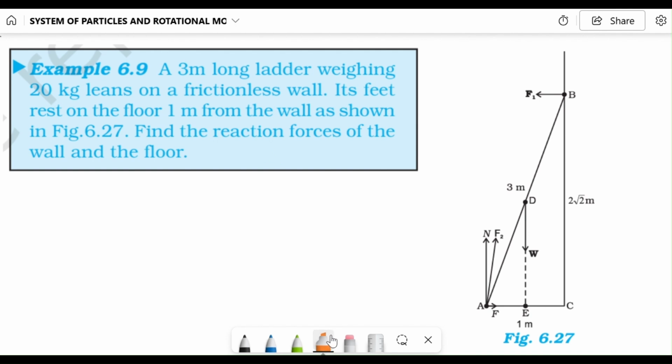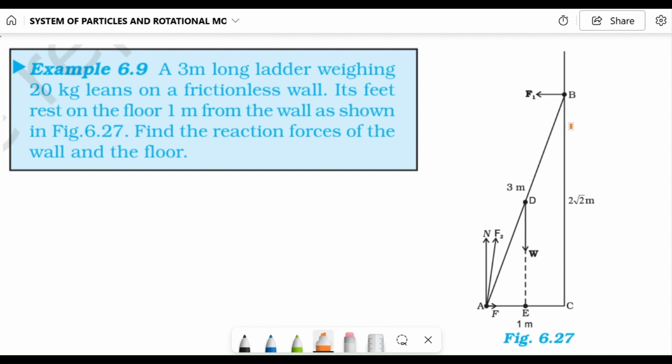Okay. So let me describe here what is happening. So this is the ladder here. This is not going straight, but this black straight line is the ladder here now. And this is the wall. And this is the foot. You can say feet because there are 2 feet. So this is the feet of the ladder. And here at this point, this ladder is resting against the wall.